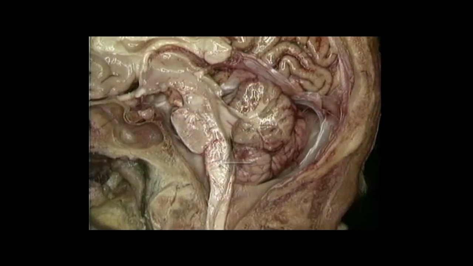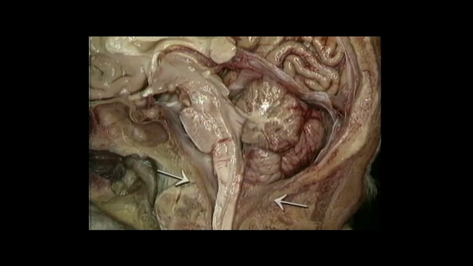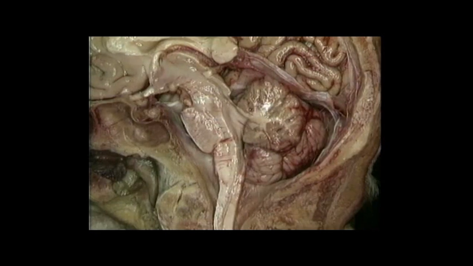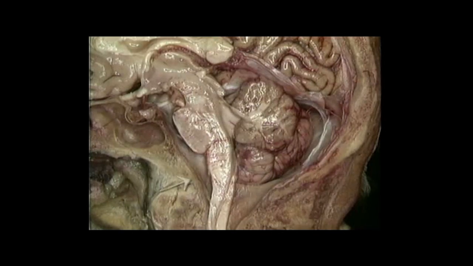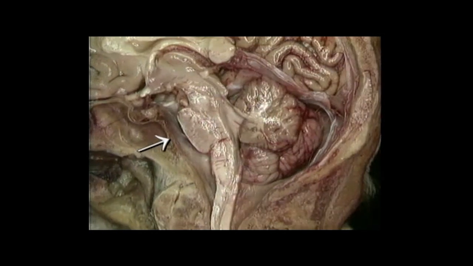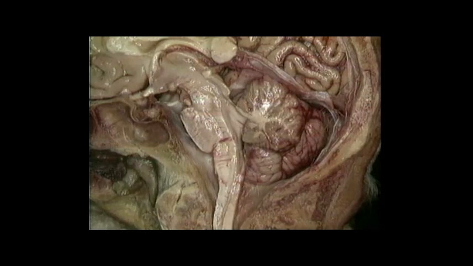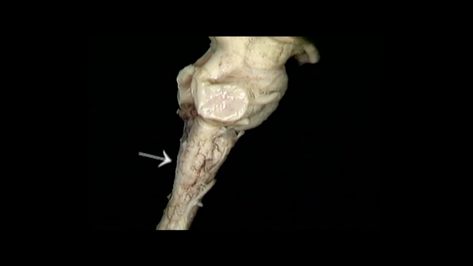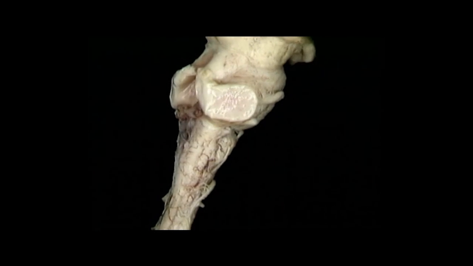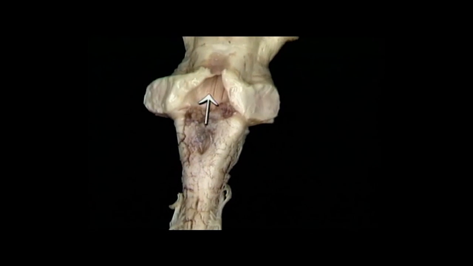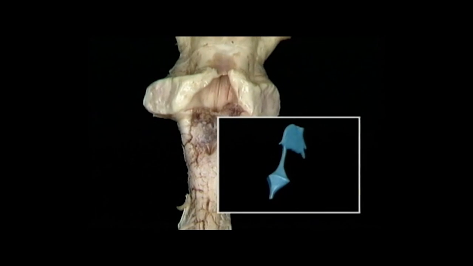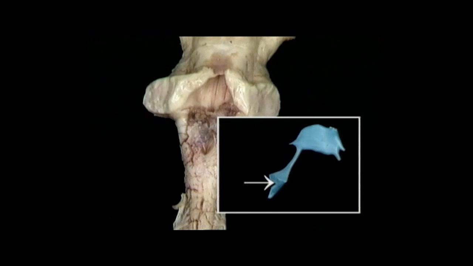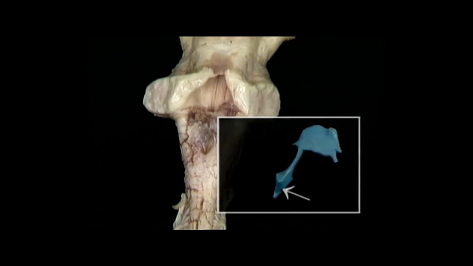The medulla becomes continuous with the spinal cord here at the foramen magnum. The medulla, the pons, and the midbrain are located just behind the basilar part of the occipital bone and the dorsum sellae. The dorsal aspect of the medulla faces almost directly backwards. The back of the upper part of the medulla forms the floor of the fourth ventricle. On the model, this is the fourth ventricle, this is the floor.